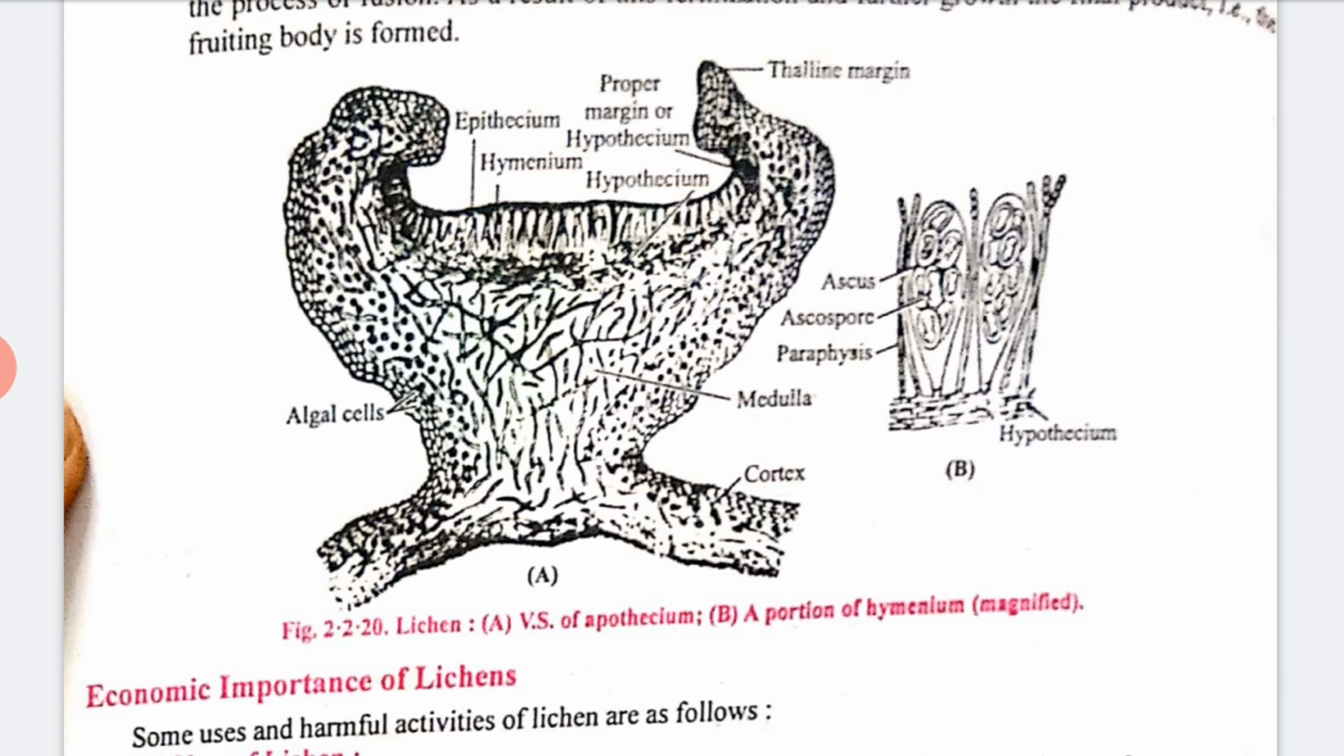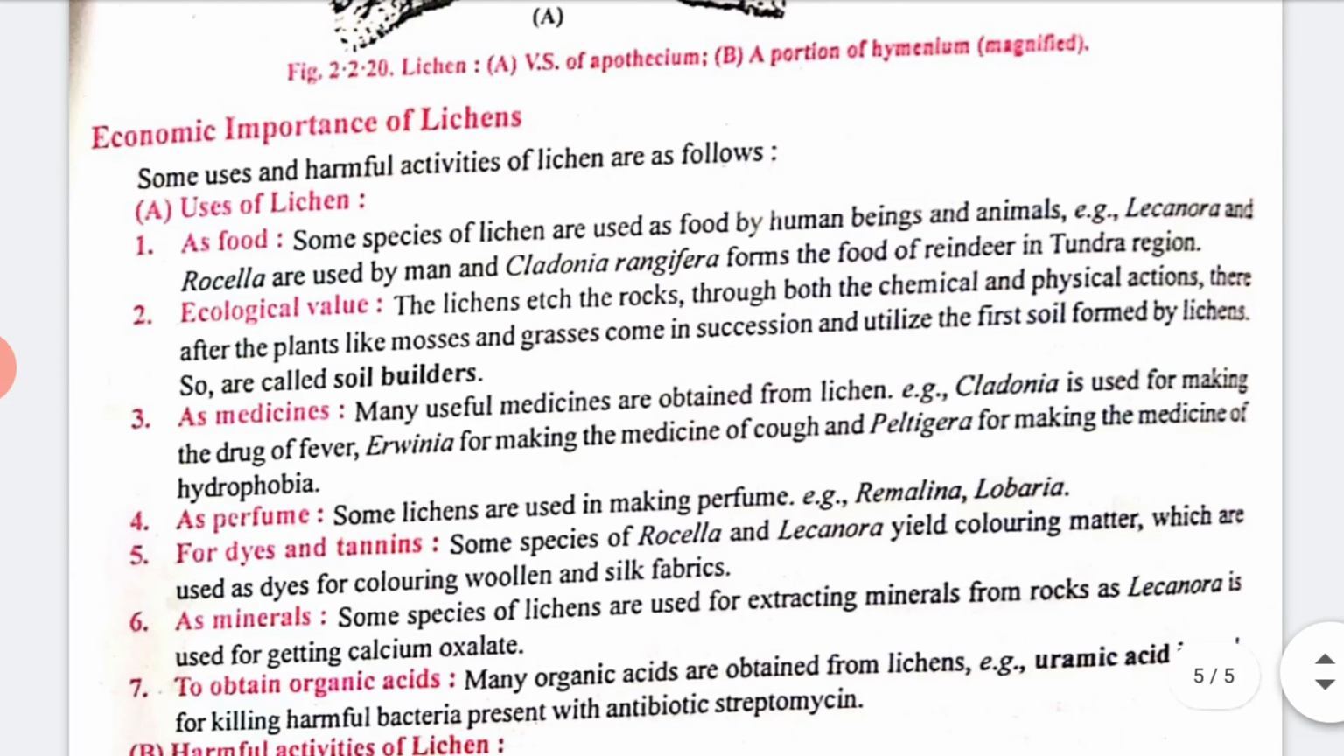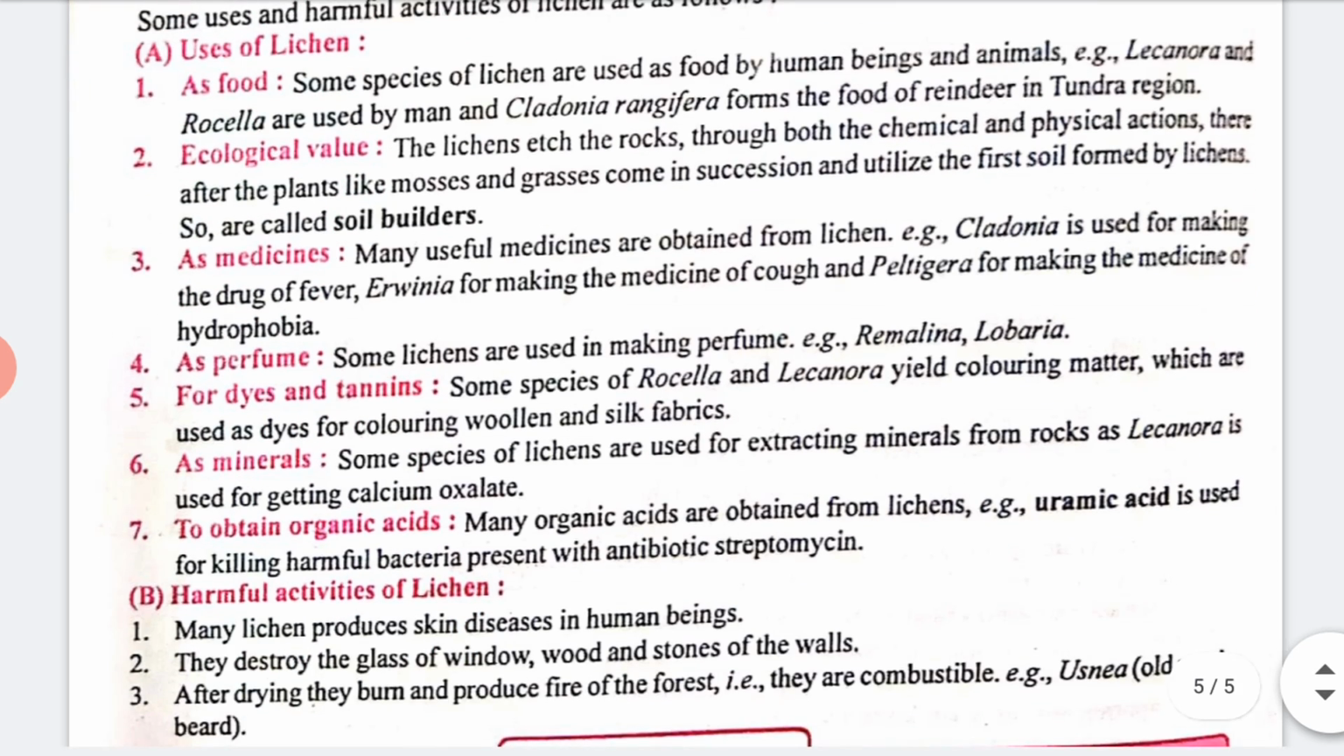Next we have the economic importance of lichens. Some uses and harmful activities of lichens are as follows. Let us talk about the useful uses. It is used as food. It is also helpful in ecological values, and as medicine. Some lichens are used in making perfume, for dyes and tannins, as a mineral source, and to obtain organic acids. So it is very useful, and we have some harmful effects of lichens also.